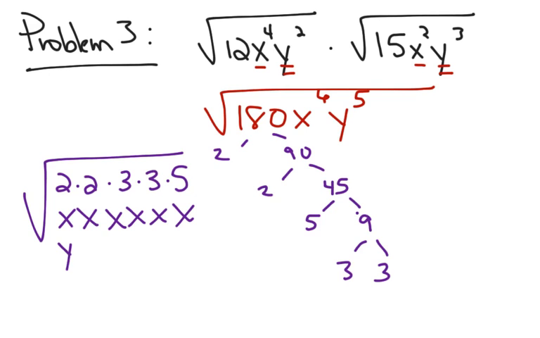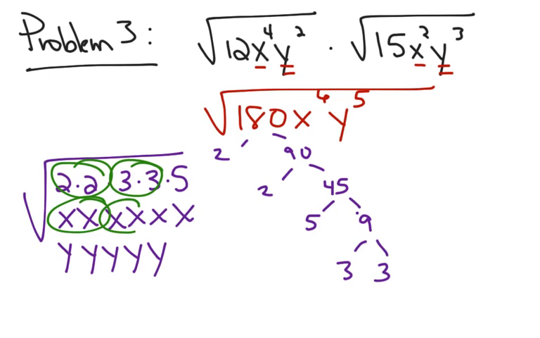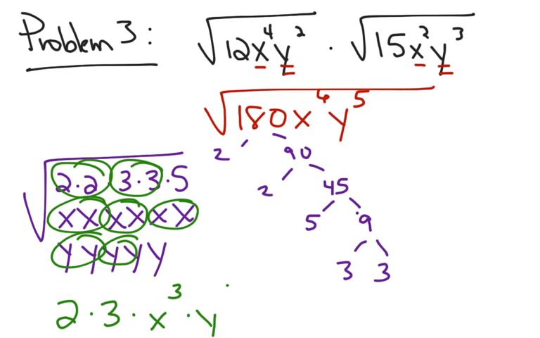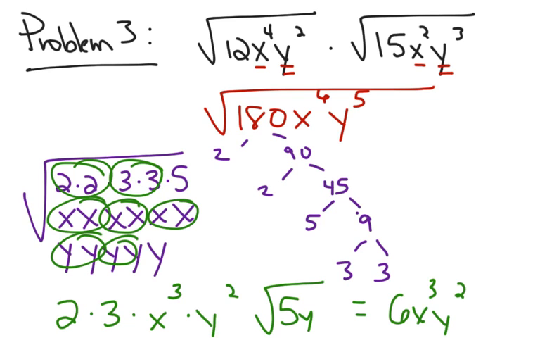There are 6 x's and 5 y's. So now I'm going to circle groups of 2 because it's a square root. Those are all my groups of 2. I can take out a 2, I can take out a 3, I can take out 3 x's and 2 groups of y's. But under my radical, I did not circle a 5 or a y. I do have to multiply this all back together, so 2 times 3 is 6, so it's 6x cubed y squared times the square root of 5y.